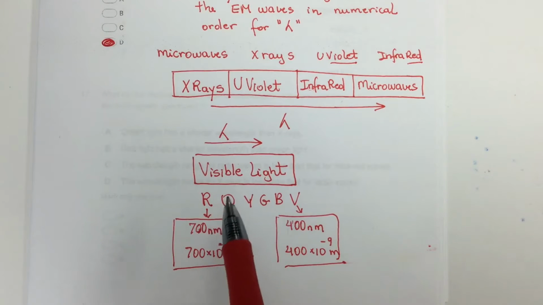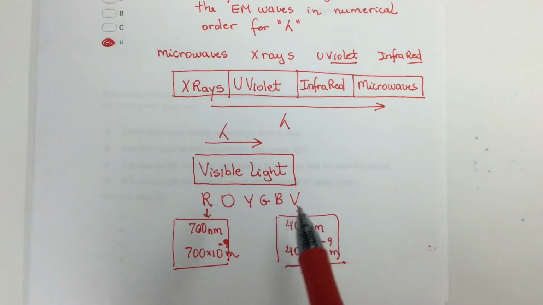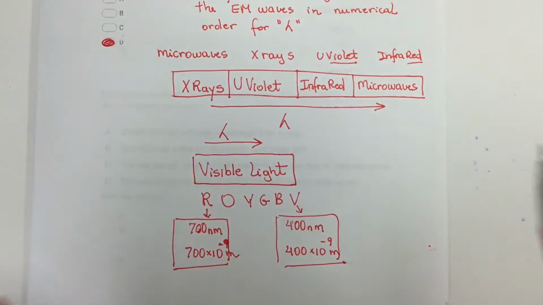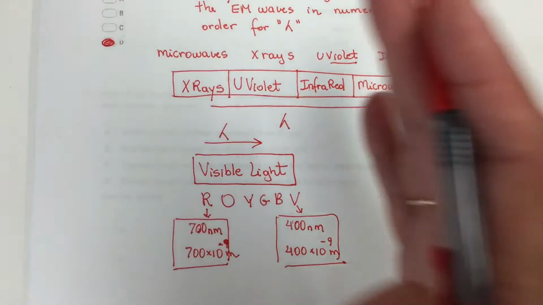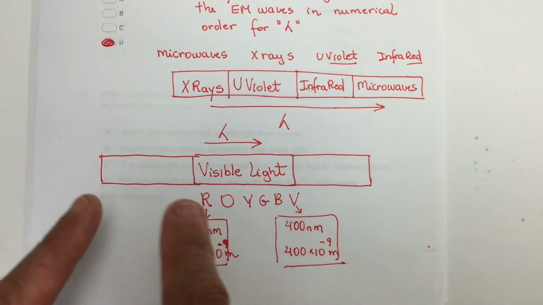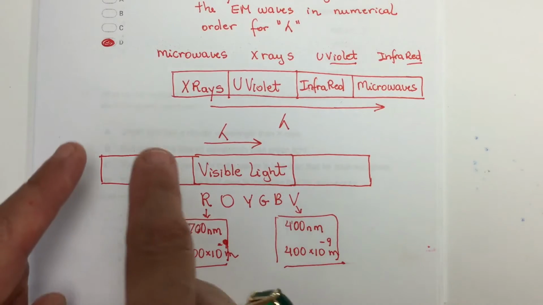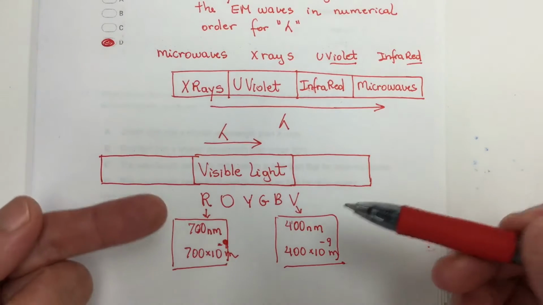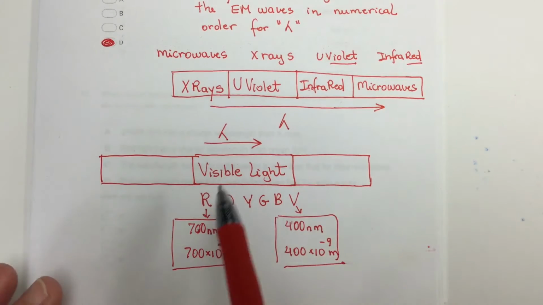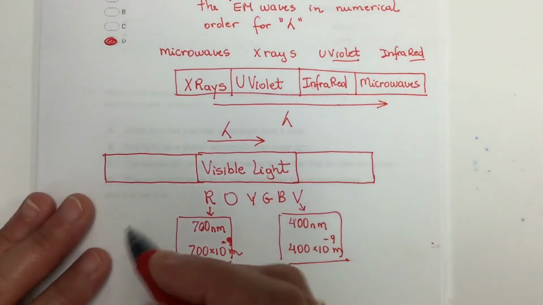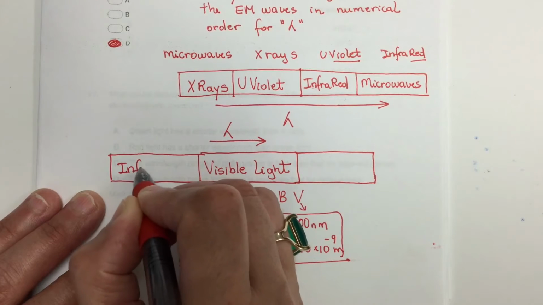And you need to memorize this order: red, orange, yellow, green, blue, and violet. So the visible light spectrum starts from red and ends with violet. For this reason, the adjacent EM wave before visible light and after visible light is based on the colors right here. So before visible light, because here we have the range of red, that is our infrared.